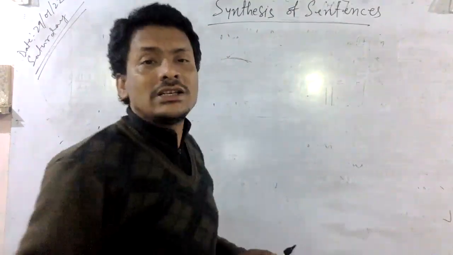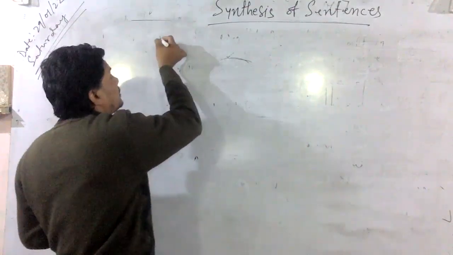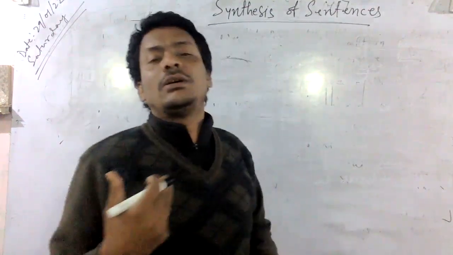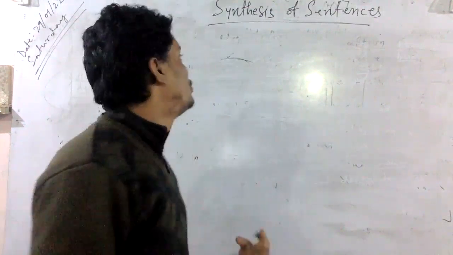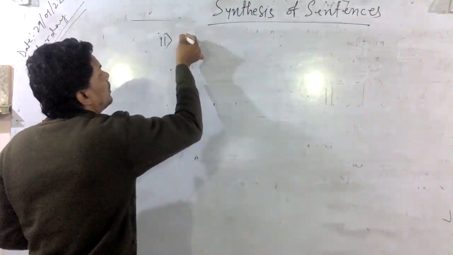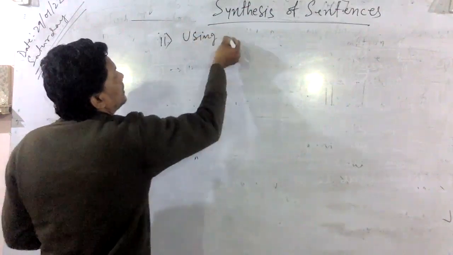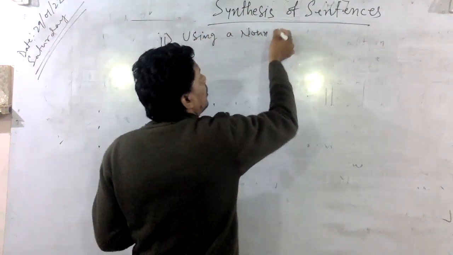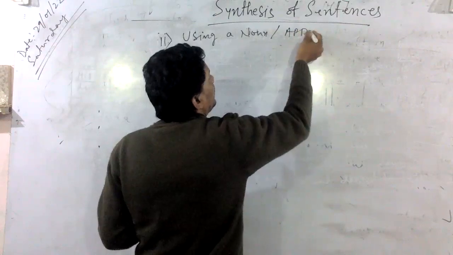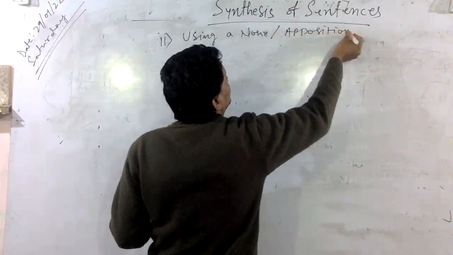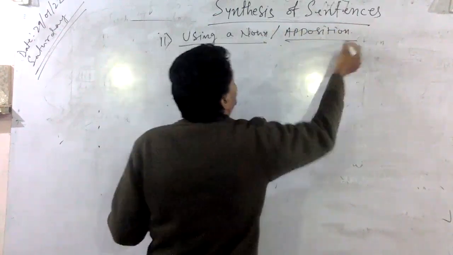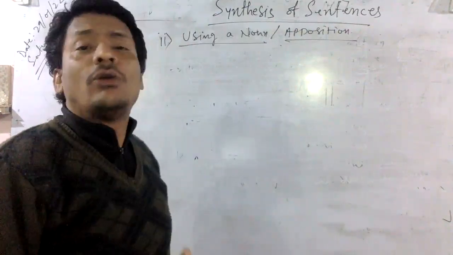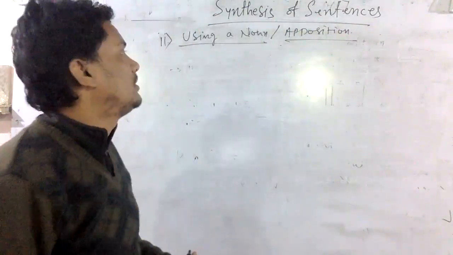The next one is another method that's called using a noun or phrase in apposition. Using what? Using a noun or phrase in apposition. Now, what do you mean by that? So when you're talking about a noun or a phrase in apposition, right?